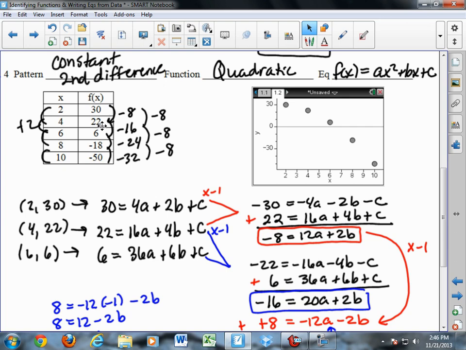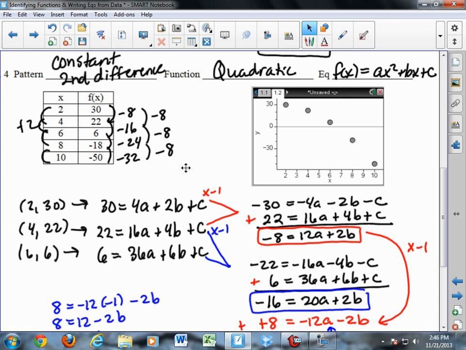So I tried subtracting, and notice I subtract 8 to get from 30 to 22, then subtract 16 to get from 22 to 6, then subtract 24, then subtract 32. Those numbers have a pattern. From negative 8 to negative 16 is negative 8, and then from negative 16 to negative 24 is negative 8, and from negative 24 to negative 32 is negative 8. These numbers are all the same.